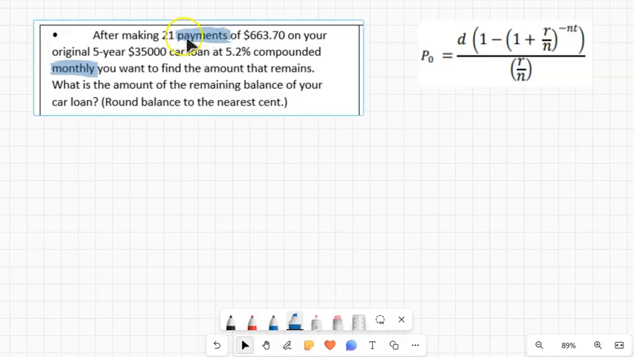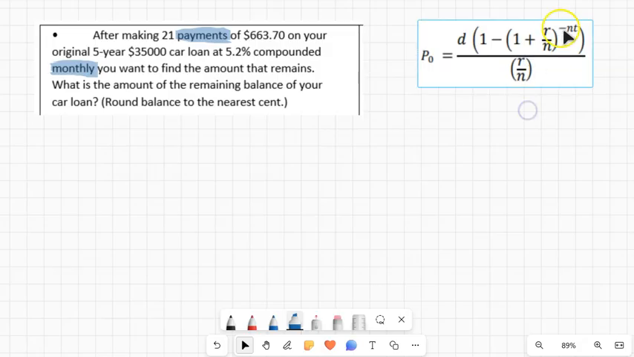So these are monthly payments. This is a car loan. We have the monthly loan formula here on the right. It's the one with the negative exponent because the amount we owe on the car will decay or shrink until it gets to 0, and that's what this negative exponent does. It shrinks the balance until it's 0.